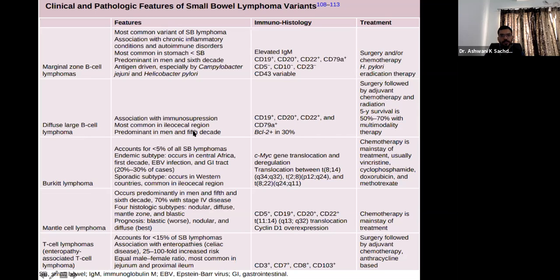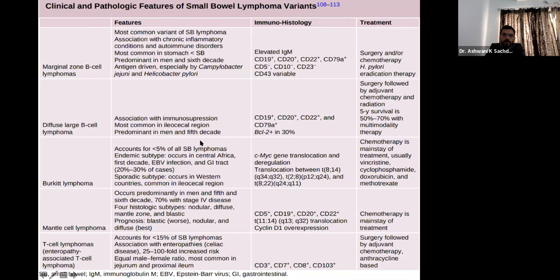Diffuse large B cell lymphoma is more common at the ileocecal junction, in men in the fifth decade, and it is associated with immunosuppression. Surgery followed by adjuvant chemotherapy is recommended for large B cell lymphoma because it involves the ileocecal junction and most commonly presents with intestinal obstruction. So surgery is preferred, and 5-year survival is about 50 to 70% with multimodality therapy.